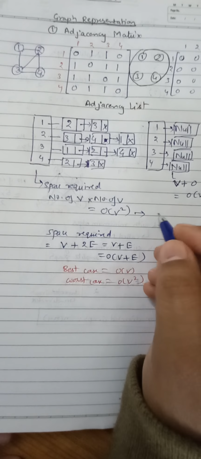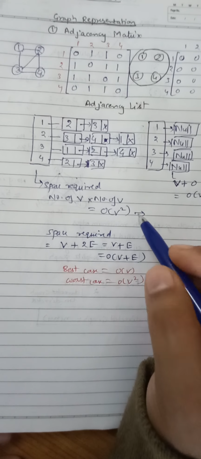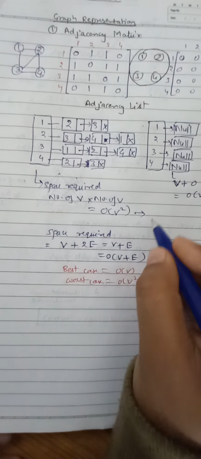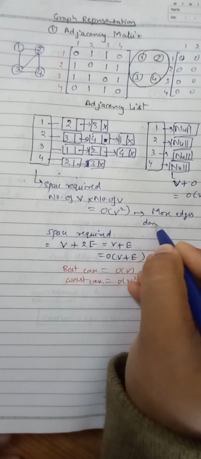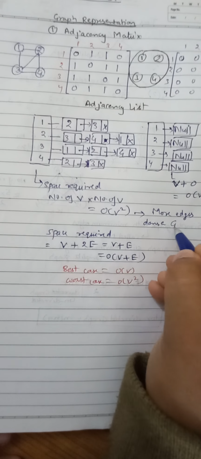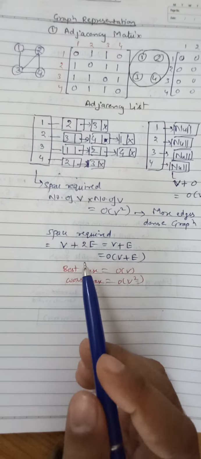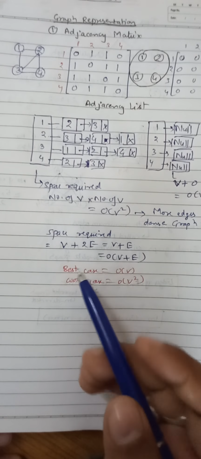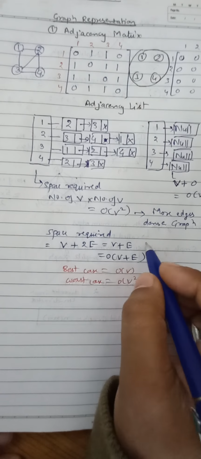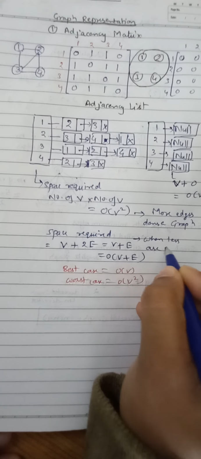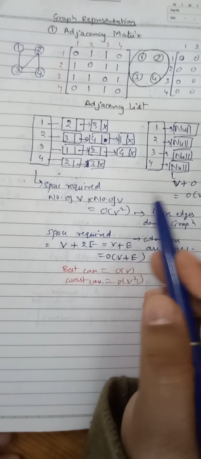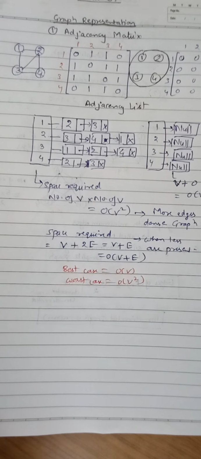The worst case is for when more edges are there, or we can say a dense graph. And the best case is when fewer edges are present. The adjacency list is better for fewer edges, and the adjacency matrix is better for more edges. So this is all about graph representation.